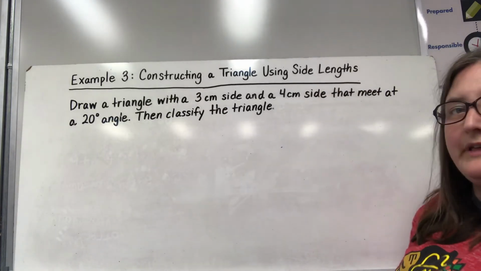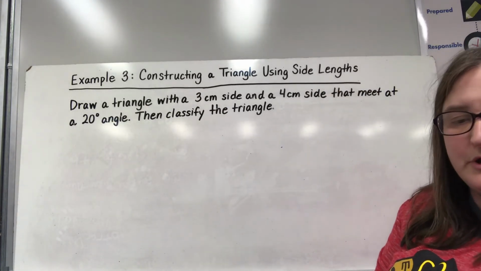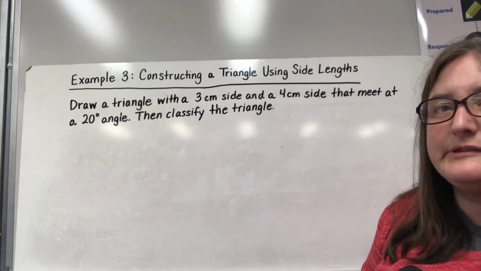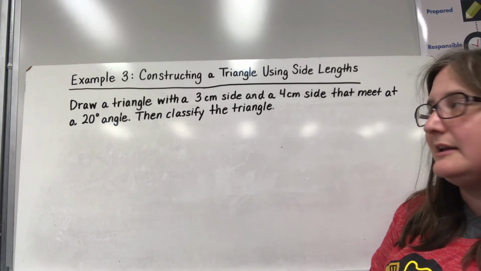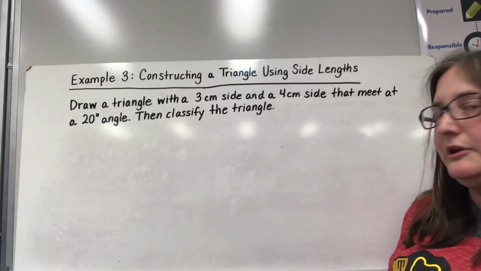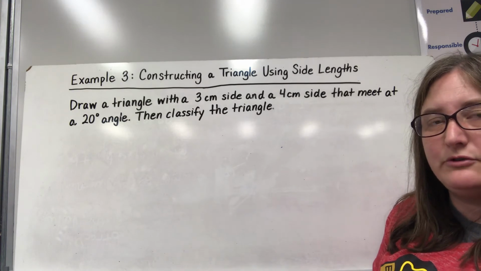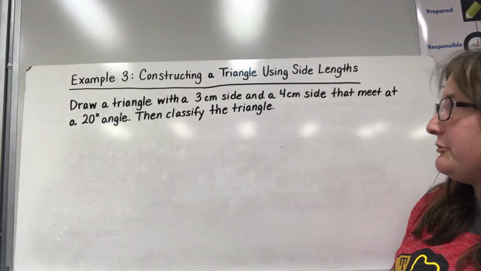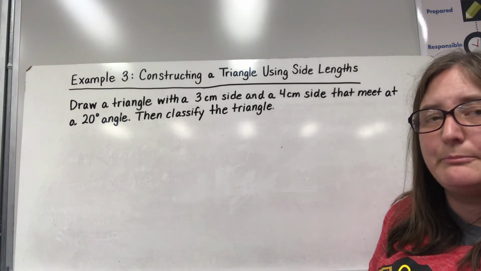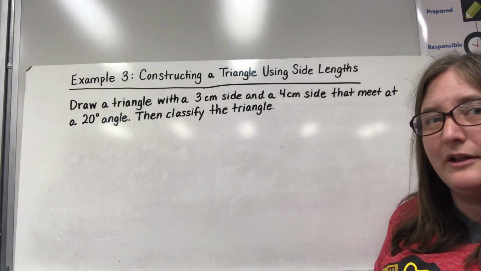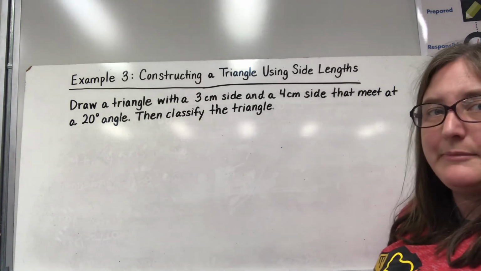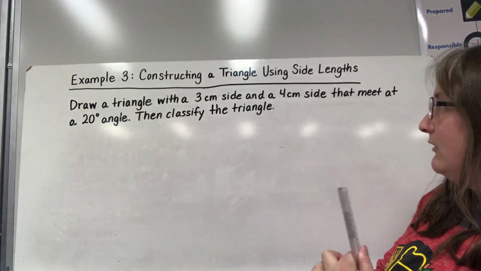All right, for this last triangle, we're going to construct one using sides. And it asks us to draw a triangle with a 3 centimeter and a 4 centimeter side connected by a 20-degree angle. Now, I normally do the exact same problem that you guys do, but I'm going to make mine 3 inches and 4 inches because otherwise it's going to be so small that you're barely going to be able to see my triangle on the video. So please make sure you use centimeters. I'm going to use inches.